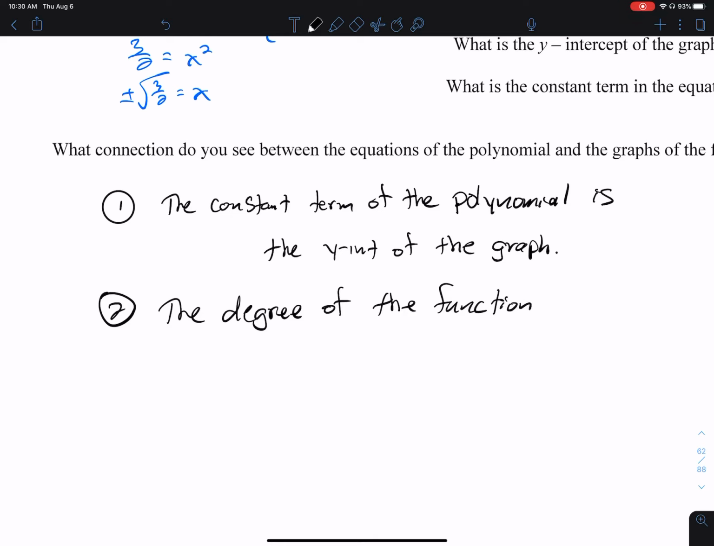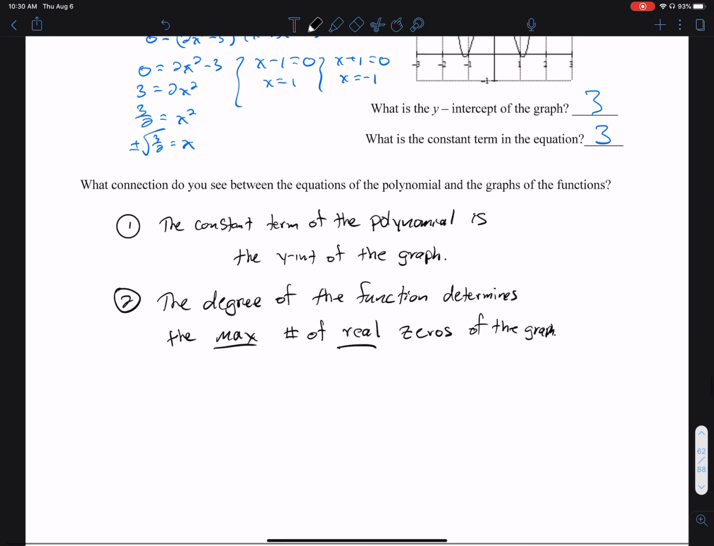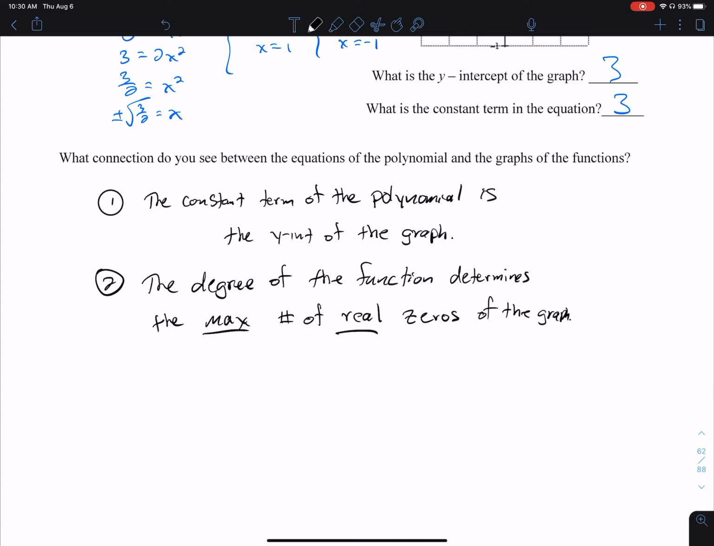The degree of the function determines the maximum number of real zeros, because we could end up with some imaginary ones, and those do not show up on the graph. Third point, when the factors are set equal to 0 and solved, the results of this are the zeros of the graph.